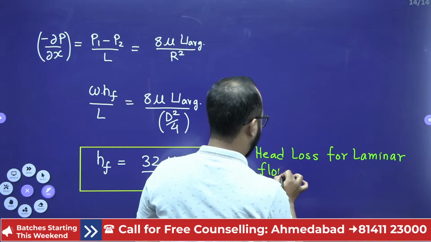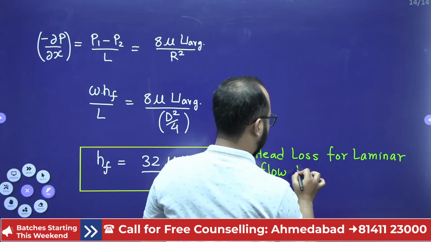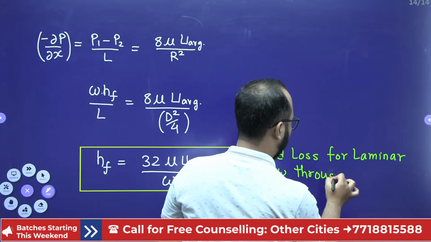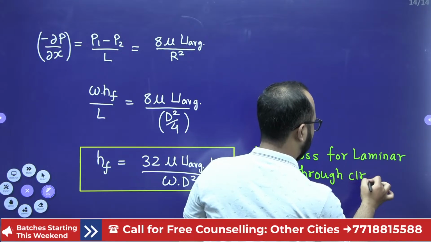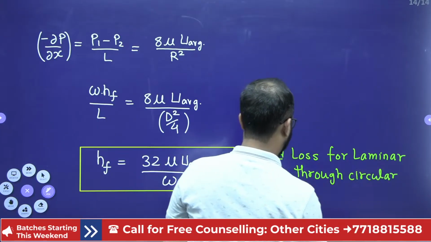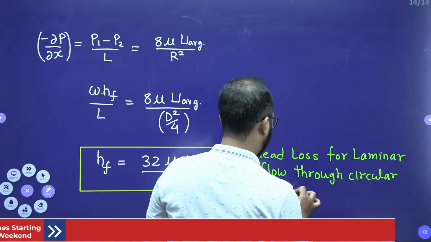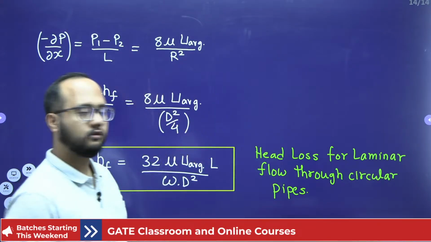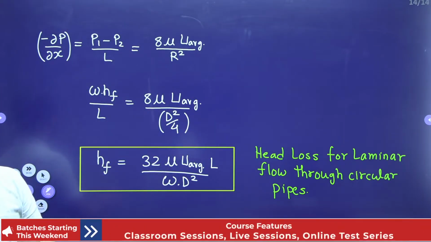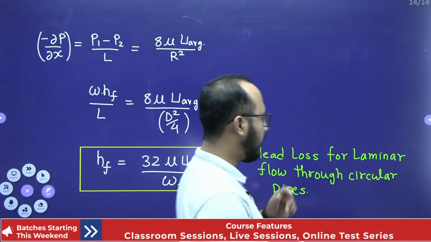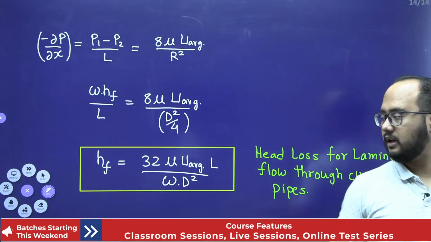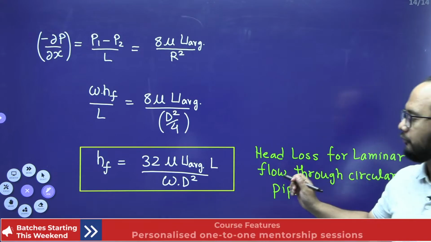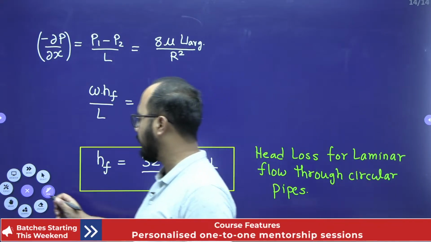for laminar flow through circular pipes. Correct? Yes or no? I hope the point is clear. Head loss for laminar flow through a circular pipe. This is the formula that everyone should remember.